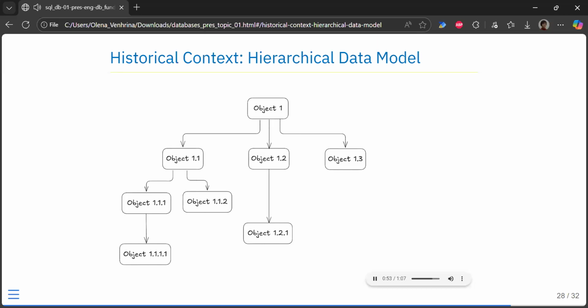For example, our student and course example. A student studies many courses, and a course has many students. The hierarchical model is unable to describe this logic. It was this problem that led to the emergence of the next model.